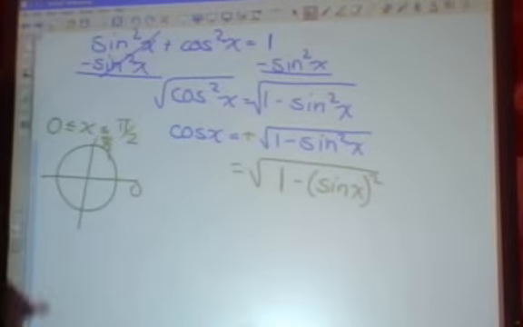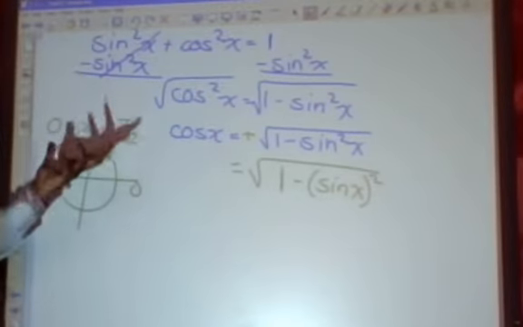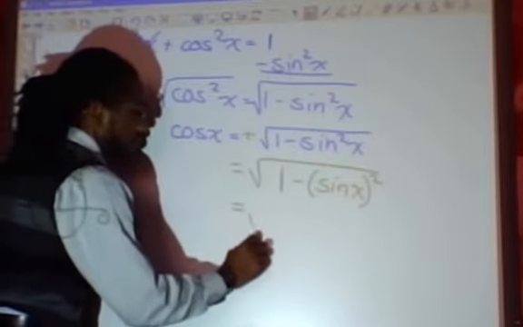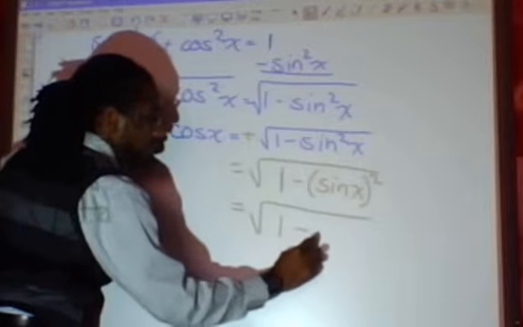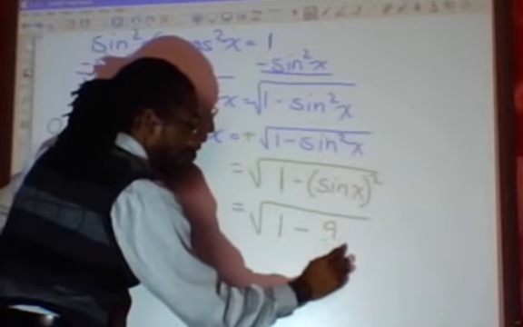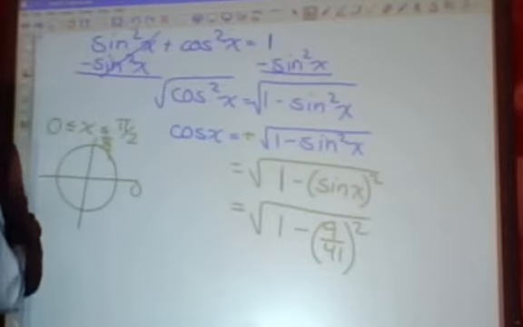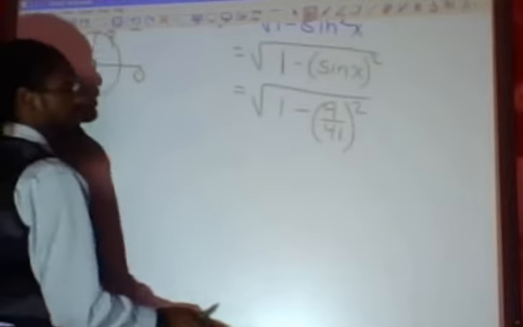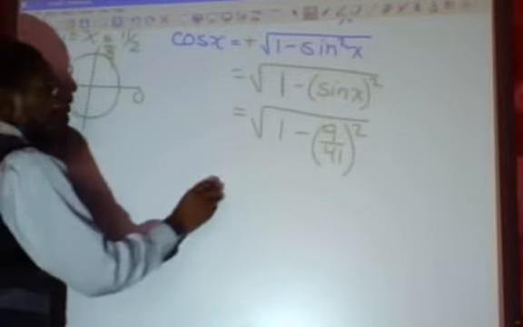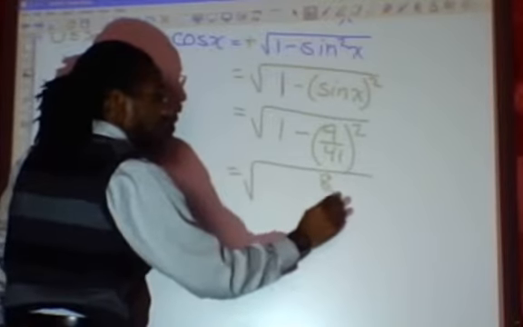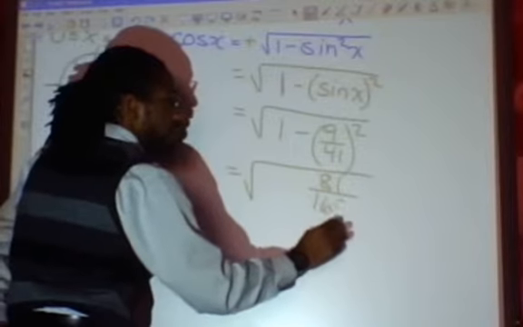We can rewrite it as the square root of 1 minus sine x quantity squared. We have what sine x is, so we can substitute it in. So once again, that's the square root of 1 minus 9 over 41 squared, and we just simplify this out. Here we'll get 81 over 1681.